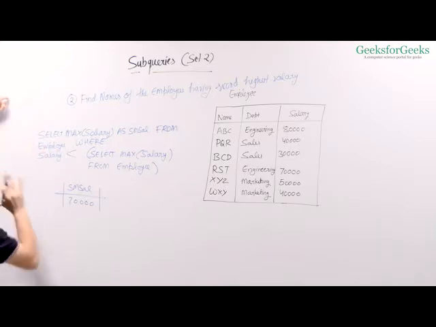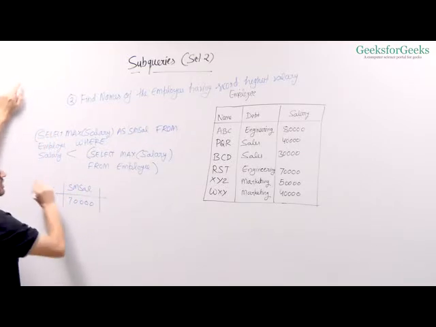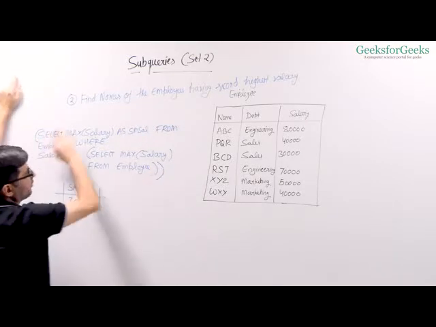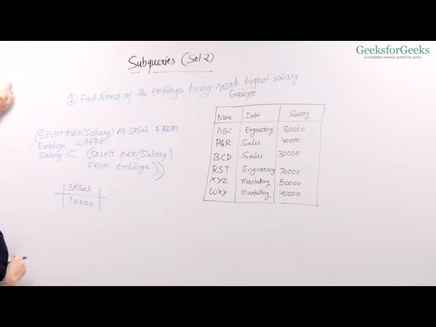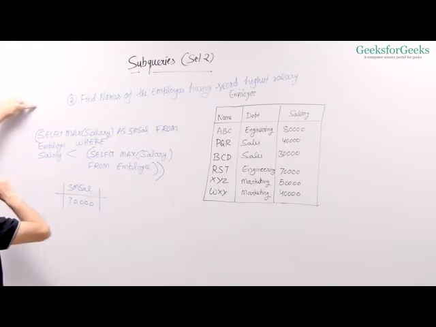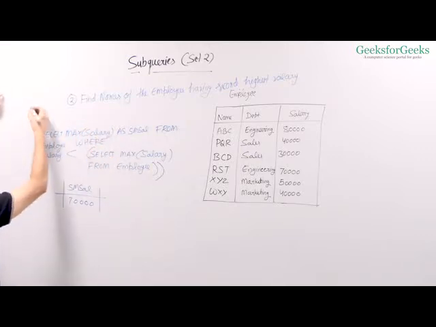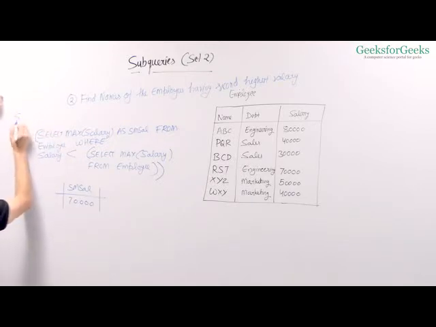Now how do we find the name? We have found the second highest salary using these queries, this whole query where this is a subquery. Now we use the result of this subquery and we find all those employees whose salary is equal to the salary returned by this query, right? So we'll write one more outer query. We have three levels of nesting here.